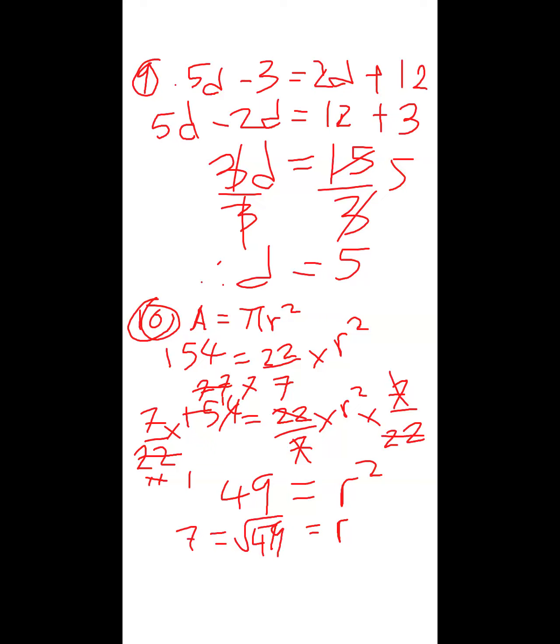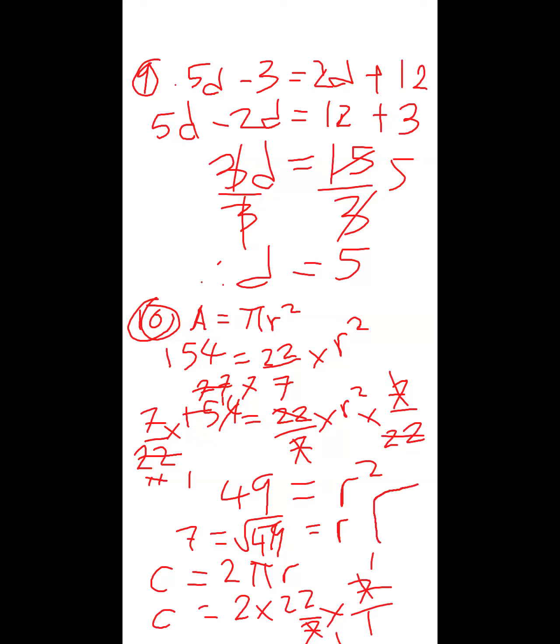Now, the question had already told us that circumference is equal to 2 pi r, isn't it? So that's going to be 2 times 22 over 7 times 7 over 1. And you know what will happen? 7 will cancel itself, right? And that will leave us with 22 times 2, which is 44. So let me write it here since I've run out of space. So the answer is 44 centimeters.